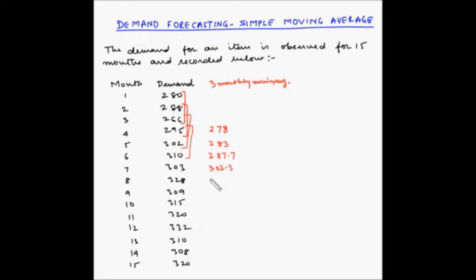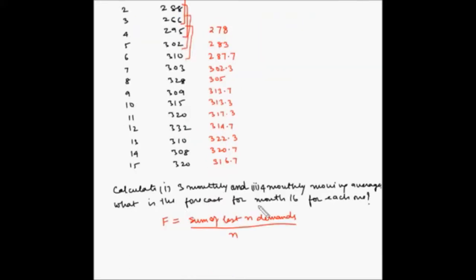So let's do that. So here I have calculated the 3 monthly moving average for all the 15 months. Now we also have to find out the forecast for the 16th month using each of these methods. So let's find it out for the 16th month. We'll take the average of the last 3 months, which will be 310, 308 and 320. And the average turns out to be 312.7.